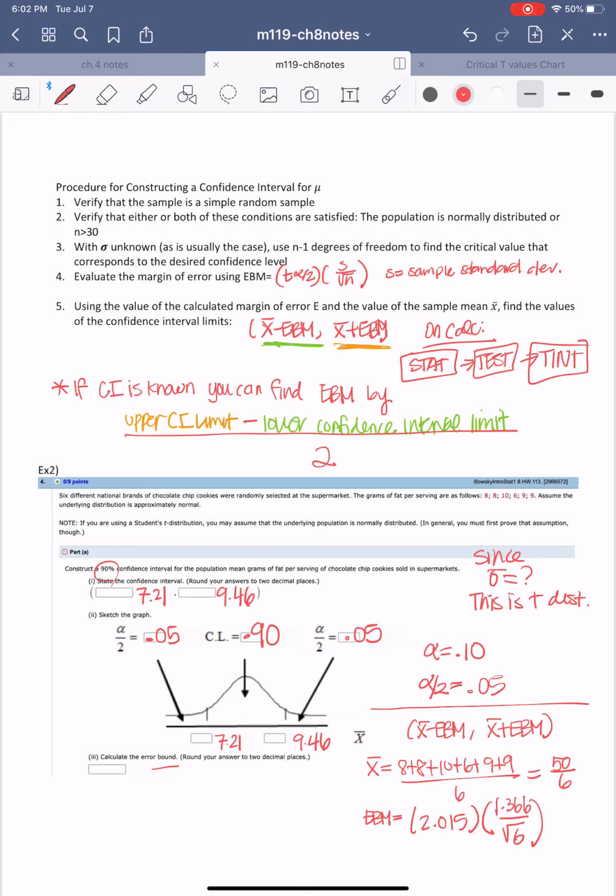Okay. So my error bound, this was 8.3 repeated. Pulling the calculator, 2.015 times 1.366 divided by square root of 6. I get 1.1237, rounding to the 4 decimal place, 1.1237, okay?